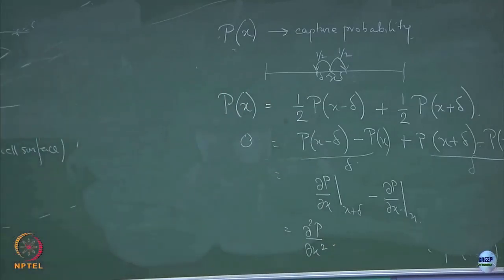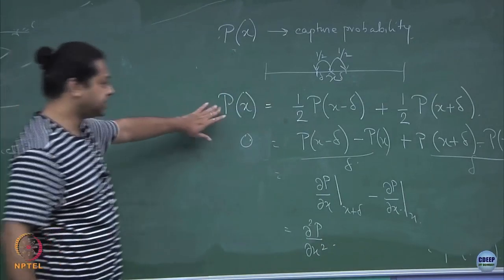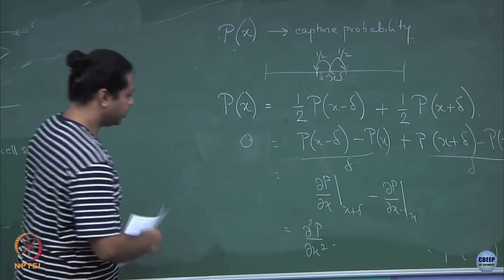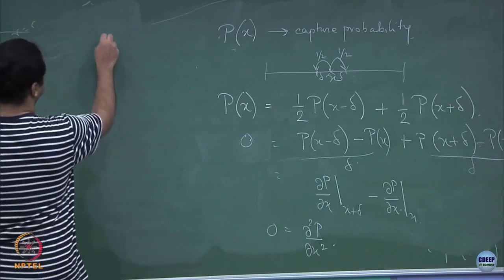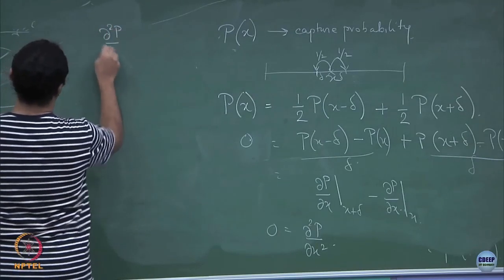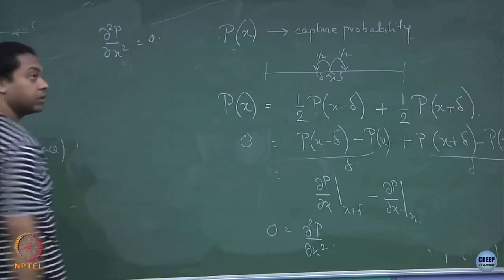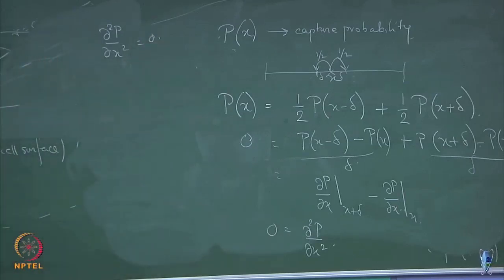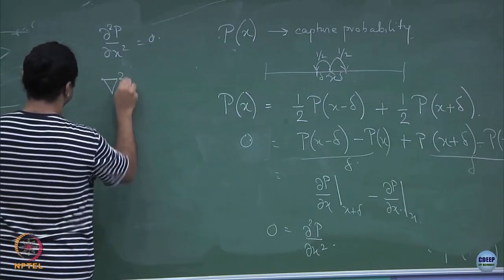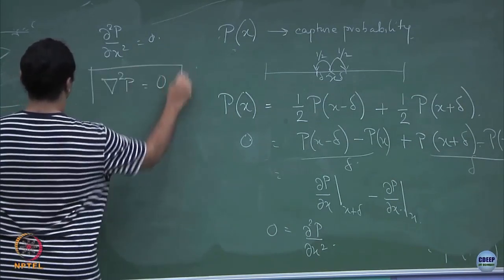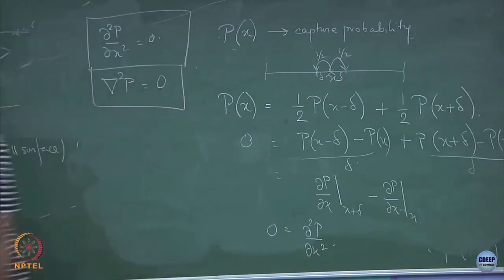So, I start with this recursion relation, I take the continuum limit. What that gives me is this equation for the capture probability: del 2 p del x 2 is equal to 0. I did this for a 1D random walk. You can do this in general, and in general the capture probability will satisfy that the Laplacian of the capture probability is equal to 0. And you can verify that this is correct.